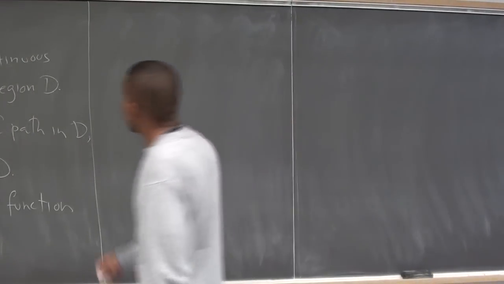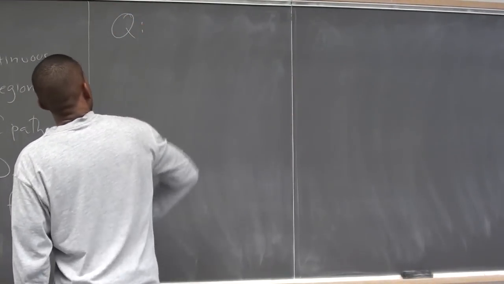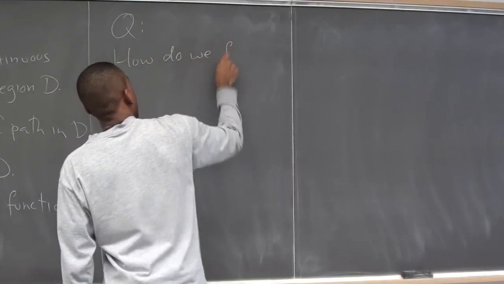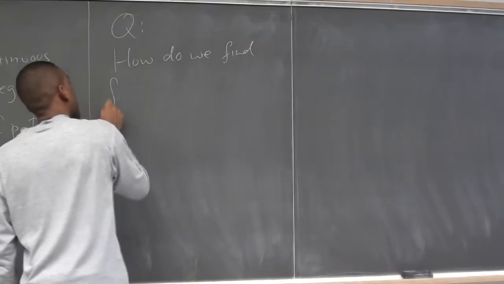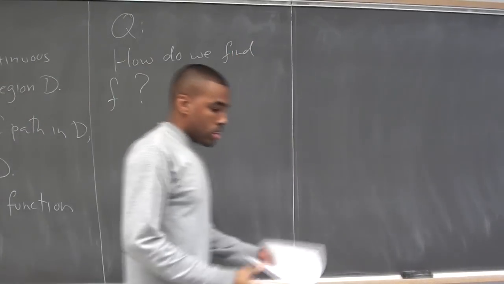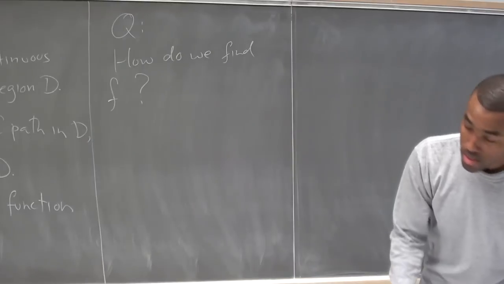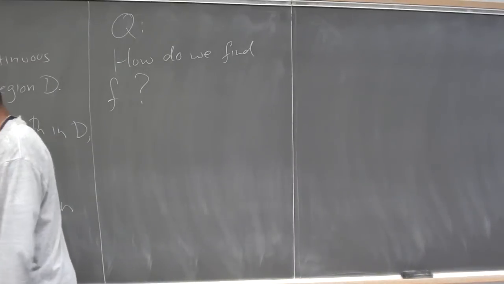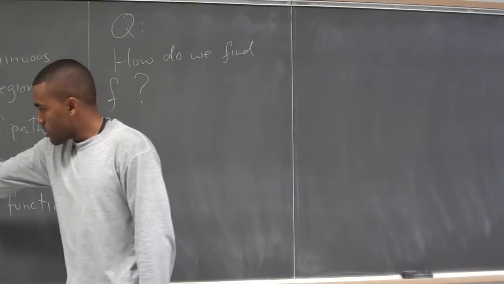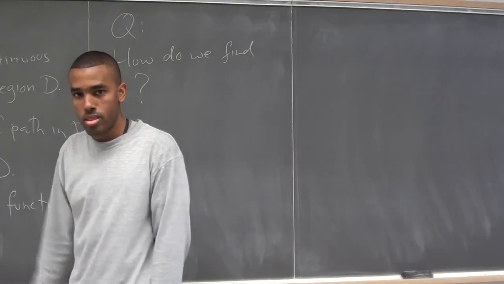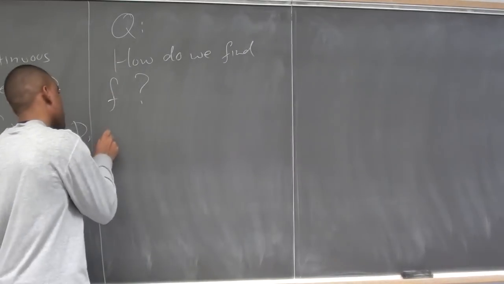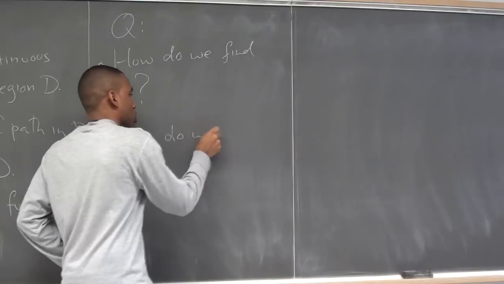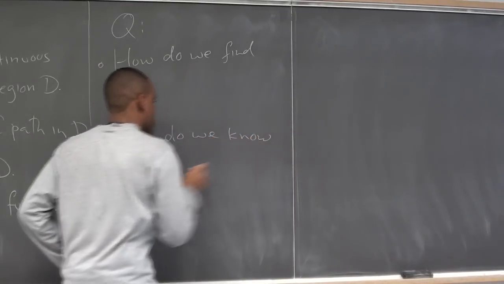So now, of course, the question is, and that should be the obvious question: if you know something is independent of path, I know that this function exists, but how do I find it? And moreover, how do we know it's conservative in the first place?